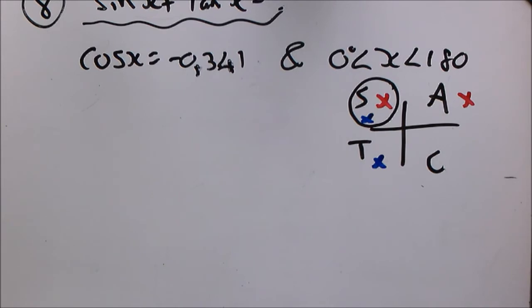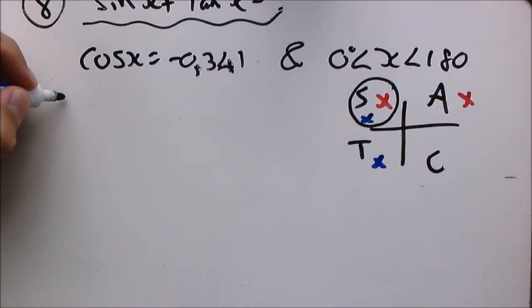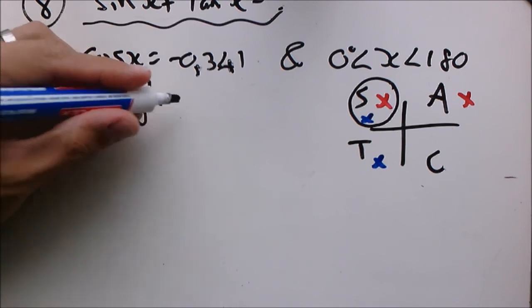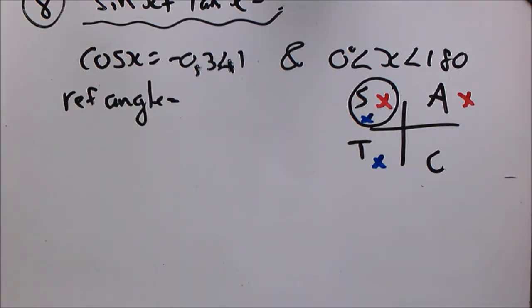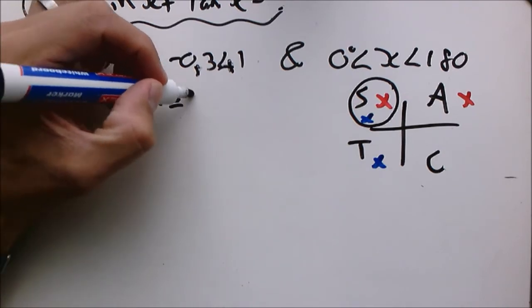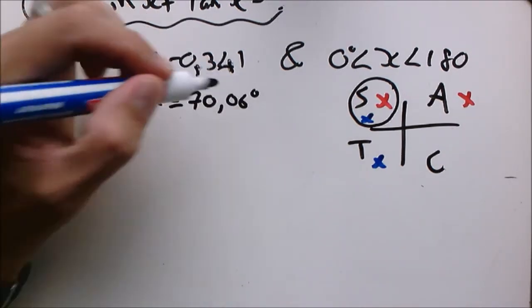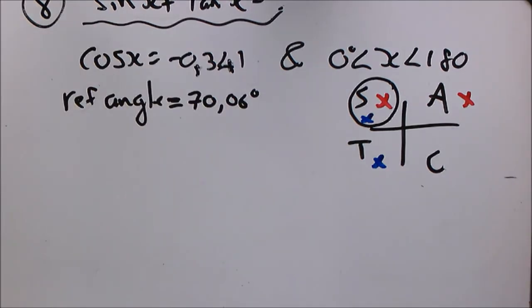Okay, now let's determine the reference angle. So shift cos 0.341. Remember, we've already used the negative to determine our quadrant, so we're not using it in calculating the reference angle. So our reference angle is 70.06 degrees. Okay, now we are set up to solve.